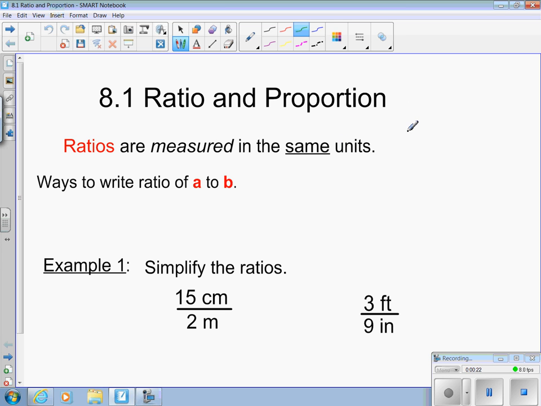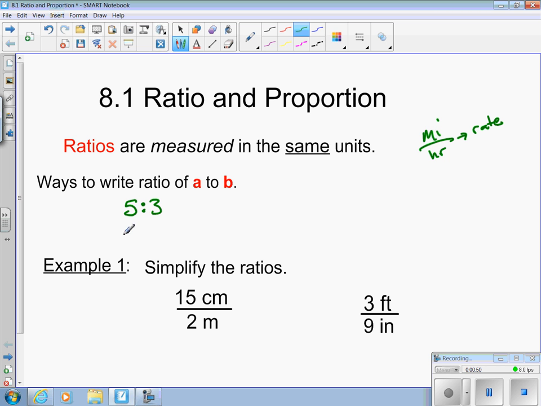A rate might be miles per hour, different units that they're comparing, how many miles you can go in an hour, that's a rate. A ratio, you're going to have the same units. So you can use ratios to write ratios of boys to girls or something like that. You can say 5 to 3.